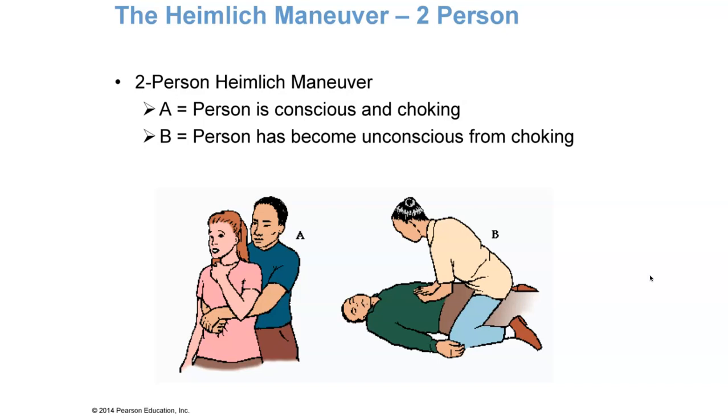So if you can see the person's hands, you're going to go in between the belly button and the xiphoid process. Somewhere in between there, you put your hands. And then when someone becomes unconscious, unfortunately, you have to change positions. Your hand position is still going to be the same.